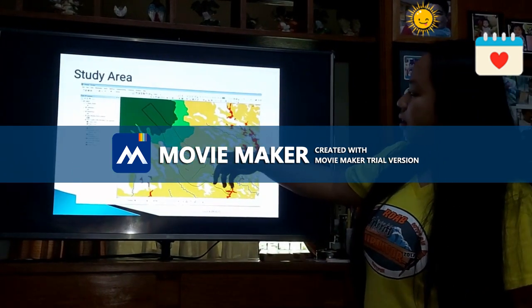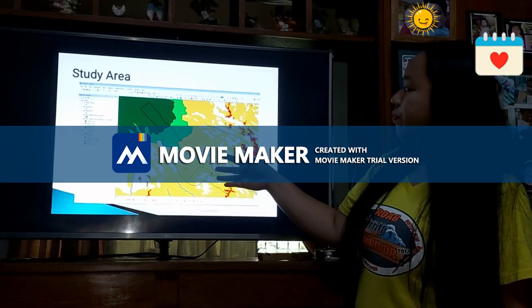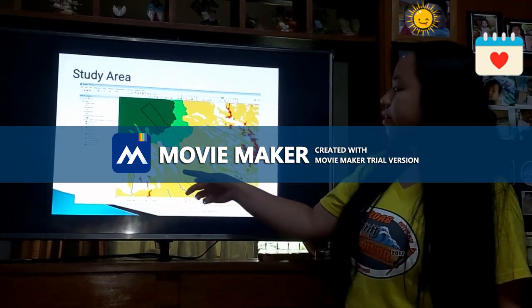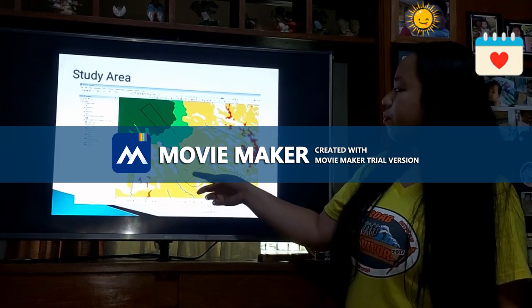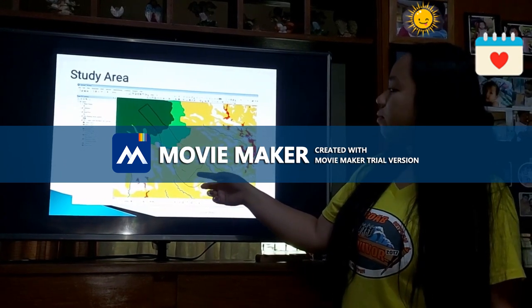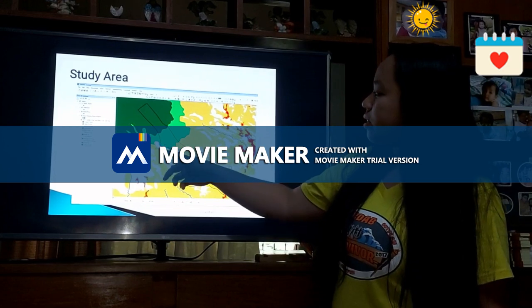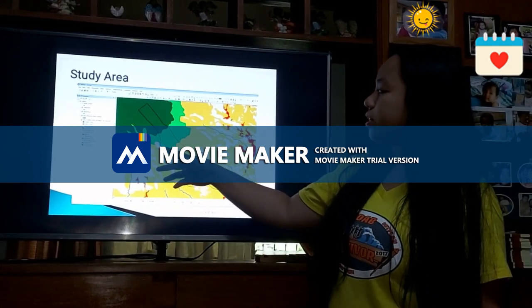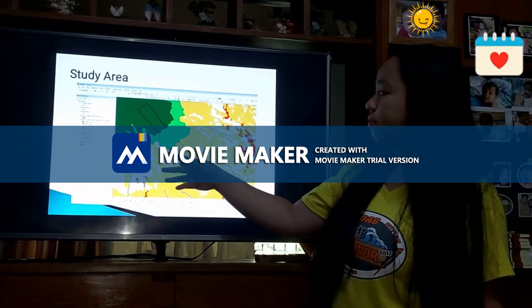So this is the land cover map of Tayabas City, Quezon Province, which indicates the boundary of Ibaba at Ilayang Bukal. So, in our study area, you can see that this is almost forested or open forest.